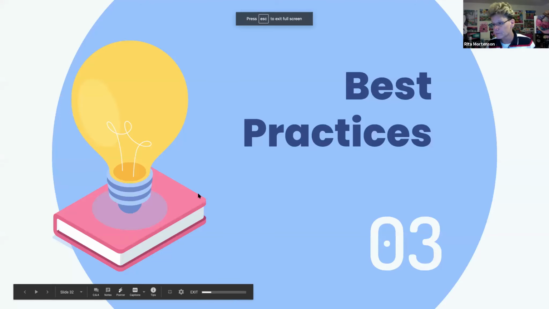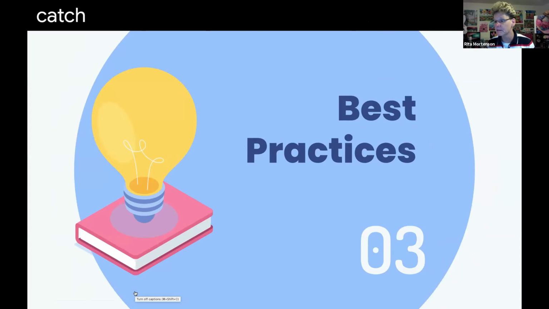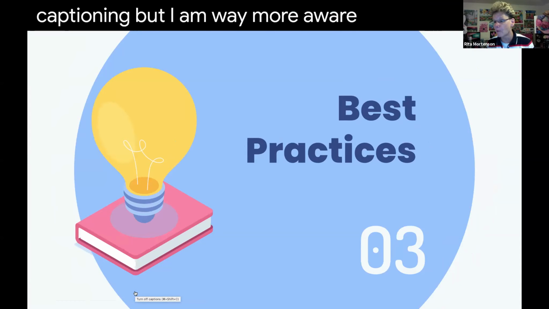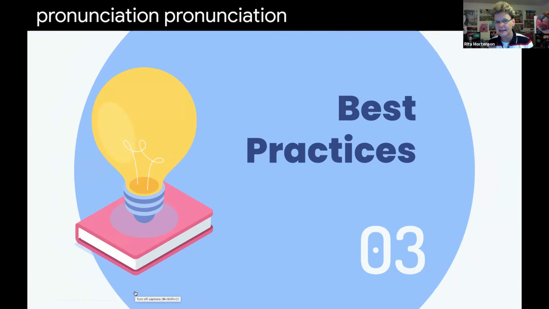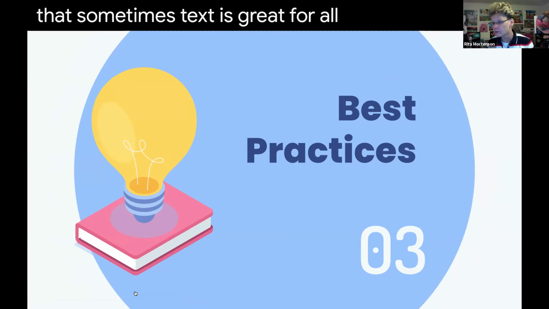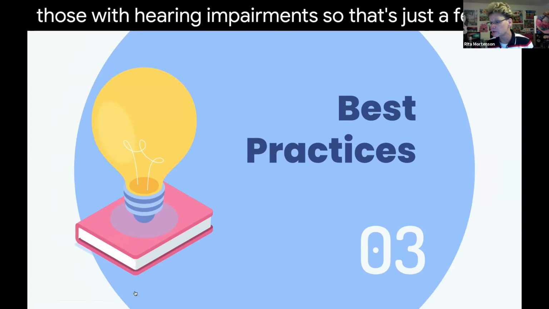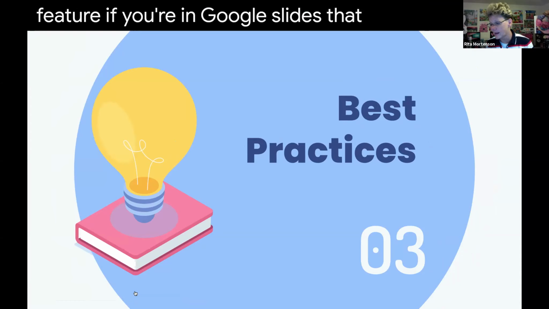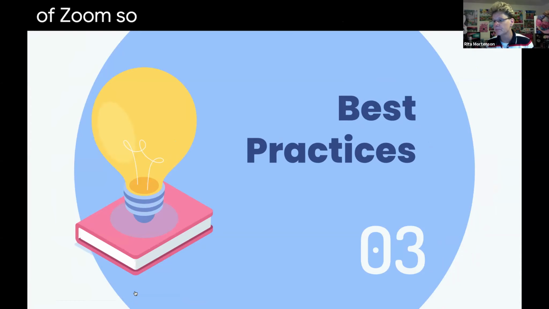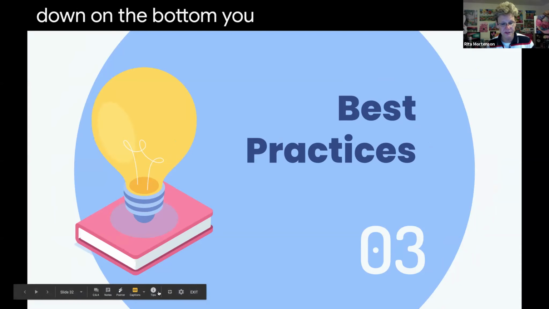The other thing that's really beneficial is, and we forgot to mention this earlier, but you can turn captioning on. And that might not be perfect captioning, but I'm way more aware of how I'm pronouncing things. And we do know that sometimes text is great for all learners, not just those with hearing impairment. So that's just a feature if you're in Google Slides. That's not a feature of Zoom. So I'm in present mode of Google Slides, and down on the bottom, you get other features.